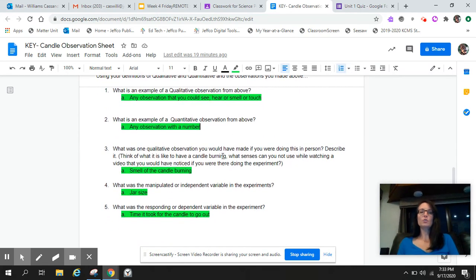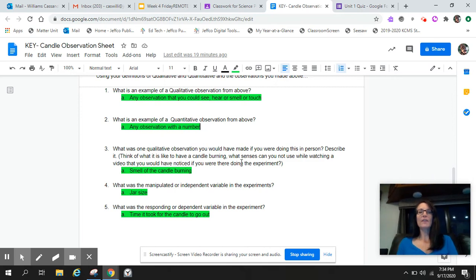Number 3 was a little tricky. It asked you, what was one qualitative observation you could have made if you were actually doing this lab in person? And that means, is it something that you could observe in person that maybe we couldn't online or virtually? And that would be the sense of smell. So the smell of the candle burning would be something we could observe if we were present.